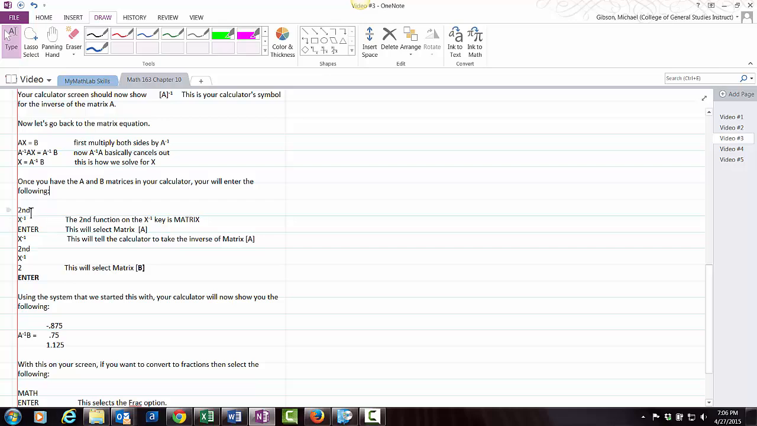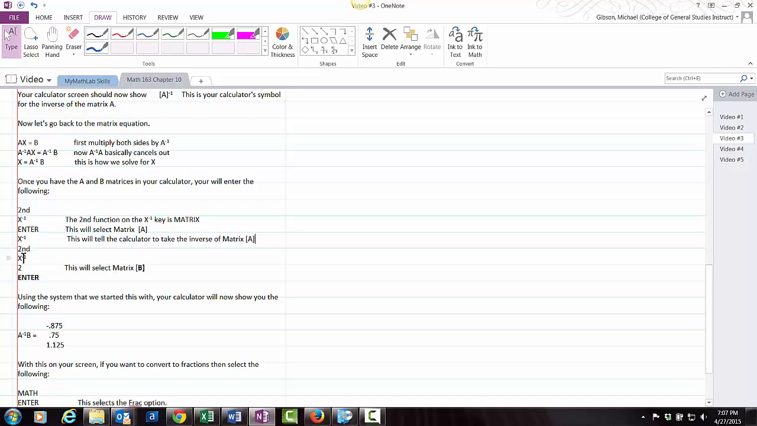So to start off again, after you've got matrix A and matrix B into the calculator, you'd hit second, and then the x minus 1 or the x inverse key. Okay, this is going to pick the matrix function. If you hit enter, this will select matrix A. You hit the x inverse key again. This puts that little minus 1 up in the exponent spot on the A, so it tells the matrix to take the inverse of matrix A.